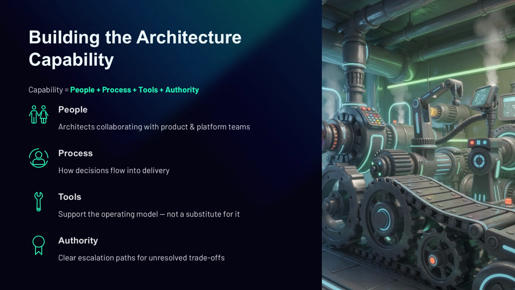You also clarify escalation paths, so unresolved trade-offs do not stall programs. Tools matter too, but only in support of the operating model, because a repository does not create capability on its own. In the preliminary phase, you are essentially building the architecture engine room that keeps the organization aligned through change.